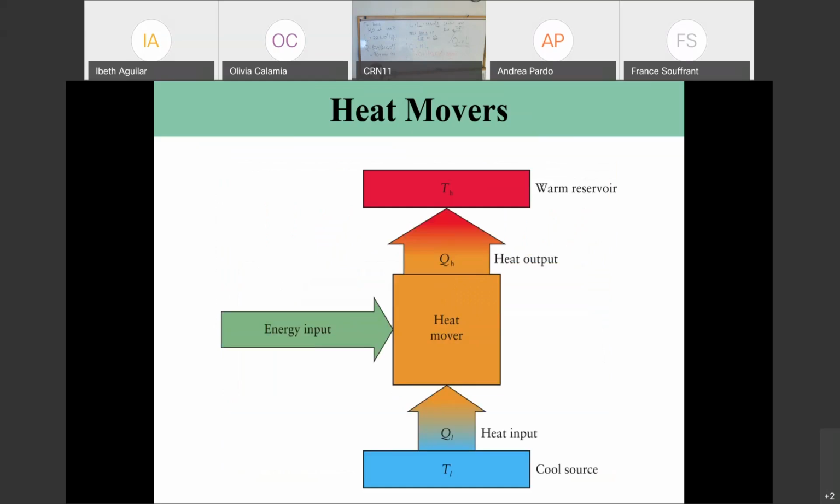In the case of a refrigerator, it's not a thermal machine, it's a heat mover. You give it energy, and the machine, which is called a heat mover, uses that input to start extracting heat and cooling down the environment, in the case of a fridge, the interior.